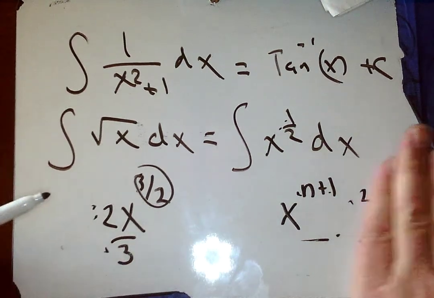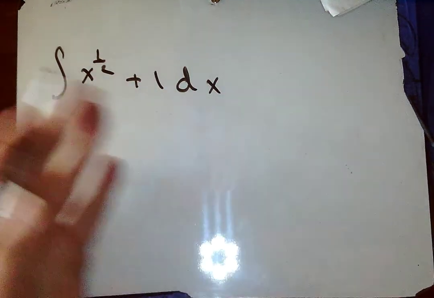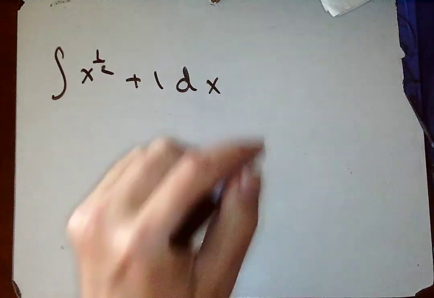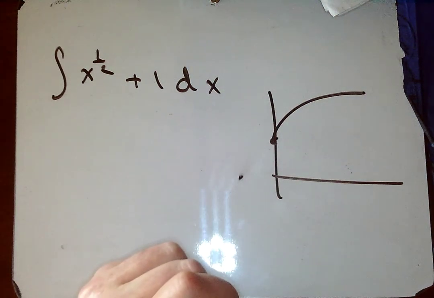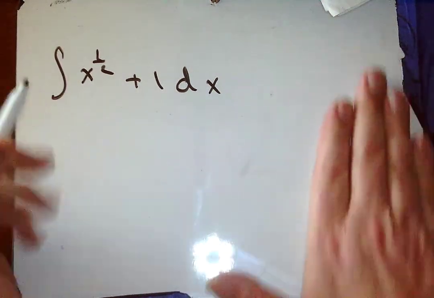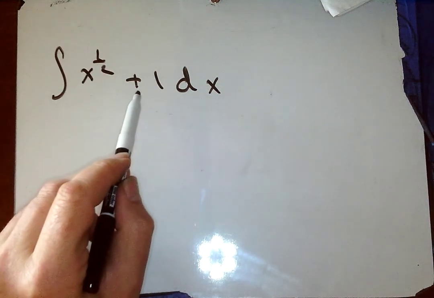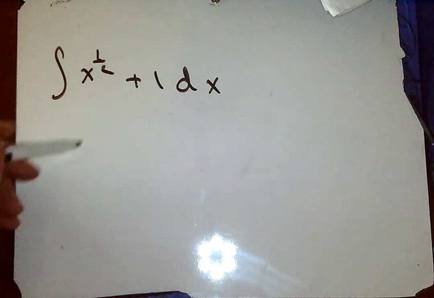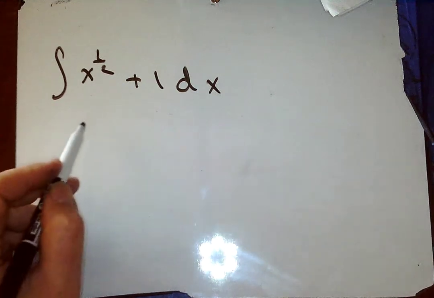All right. So, can you do this one for me? The integral x to the 1/2 plus 1 dx. I mean, we know what it looks like. It's the square root of x graph shifted up 1. But this isn't a definite integral. It's just an indefinite. What's the antiderivative? Ooh, and we can use our properties.